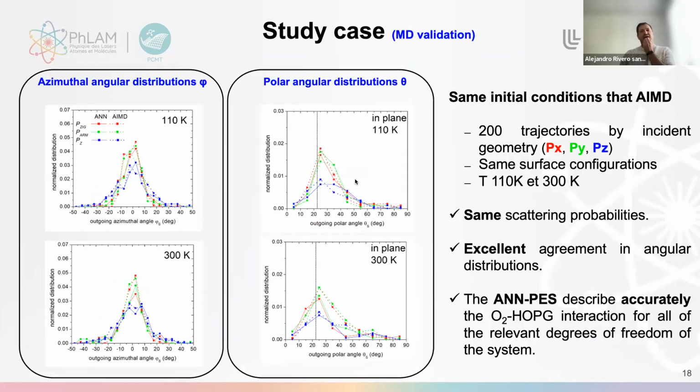We also made an MD validation using molecular dynamics simulation. For that, what we did was use the same initial conditions that we used in the AIMD calculation. So we performed only 200 trajectories at the same surface configuration with the same temperature, and we obtained the same scattering probability and an excellent agreement in angular distribution. And from that, we can conclude at this point that the neural network PES that we obtained is able to describe accurately the interaction between O2 and the graphite surface.